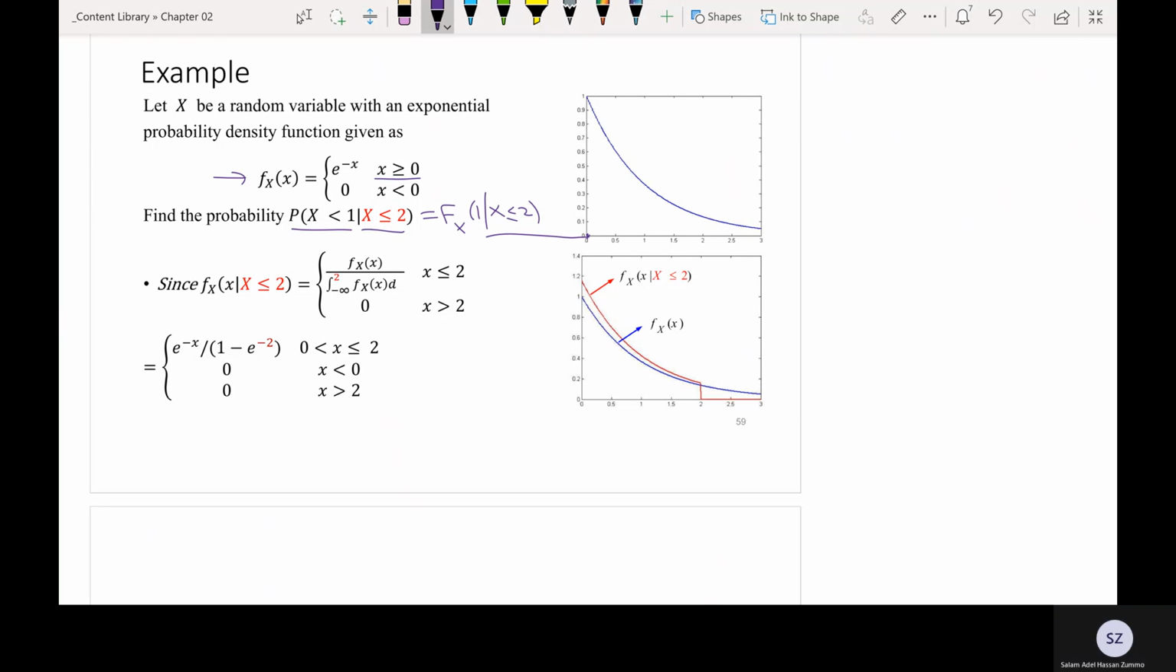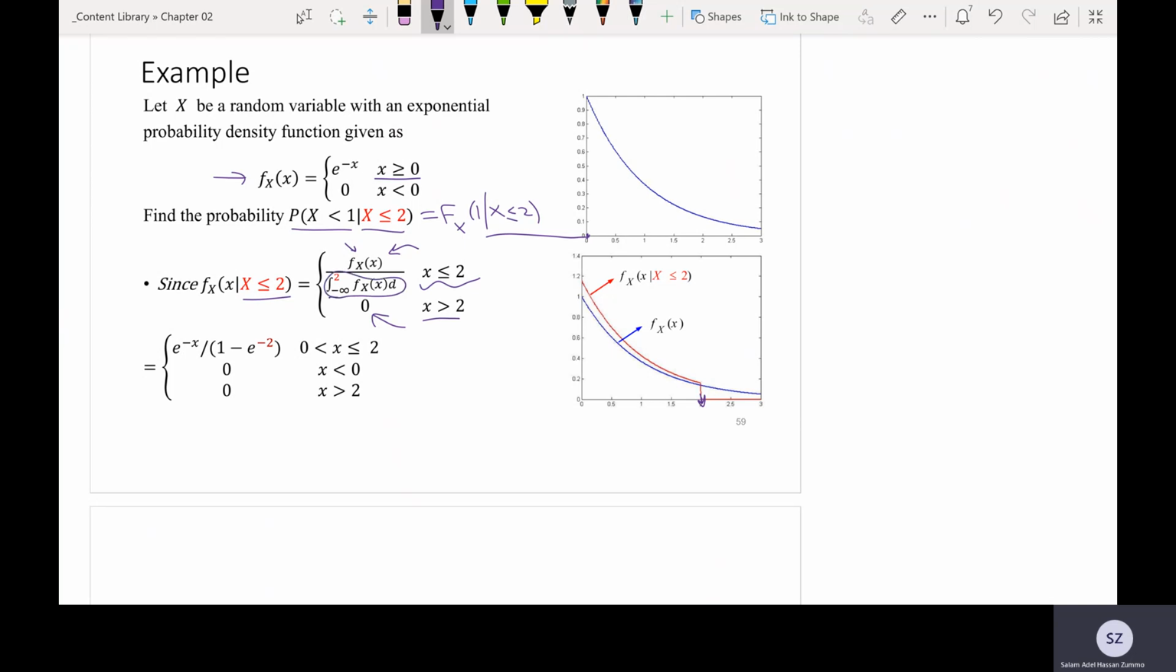Okay, let's see. What is the PDF? This is the PDF of x given x less than or equal to 2. It's the PDF divided by the probability that x is less than or equal to 2. Right? This is fx for the range x less than or equal to 2. For x larger than 2, it becomes 0.